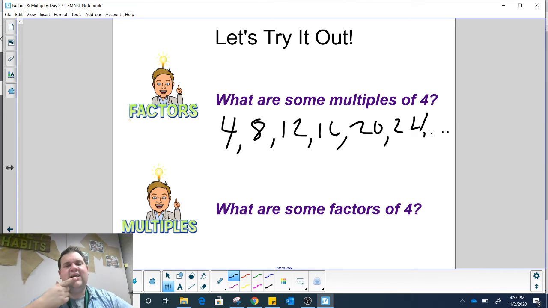As I think about factors of 4, I need to think of numbers that can be multiplied together in order to make 4 as the product. So I'm thinking, what numbers are factors of 4? Go ahead and enter your thinking into Playposit, pause it, and then we'll check together.